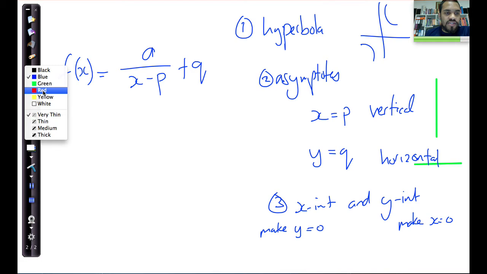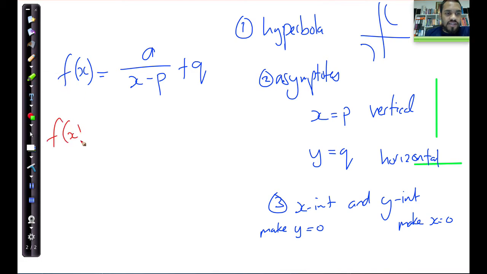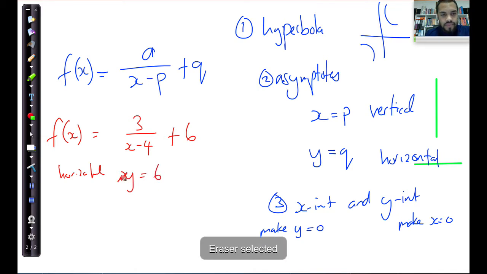So let's use a real example. Let's say I've got f of x is equal to 3 over x minus 4 plus 6. The horizontal asymptote from here will be y equals 6. That's y. And the vertical asymptote will be x is equal to positive 4, right, because the sign swaps, and for the y that stays the same.